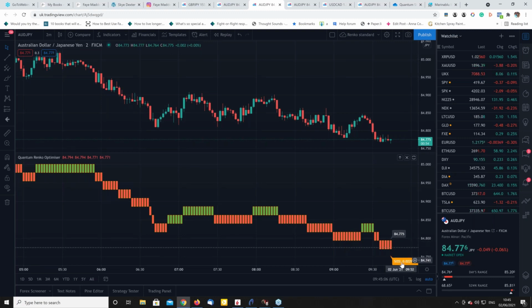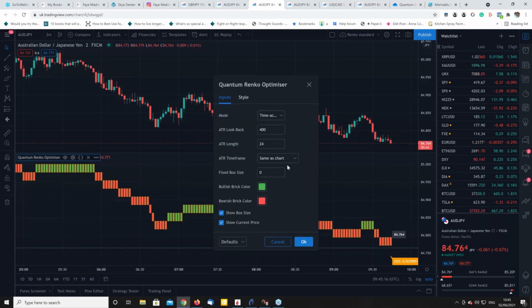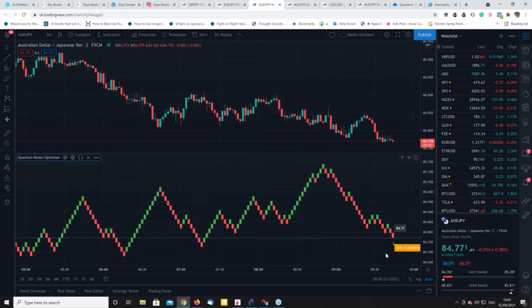And in addition to that, it's also optimized. So this is optimized at 2.2 pips at the moment. So this is on the optimal setting, but it's very easy to switch back to the other variant. You can do it here. So you've got 2 options here. You've got the time accurate, or you can change it back to the traditional. And you just click the OK, and now you're back on the traditional Renko.